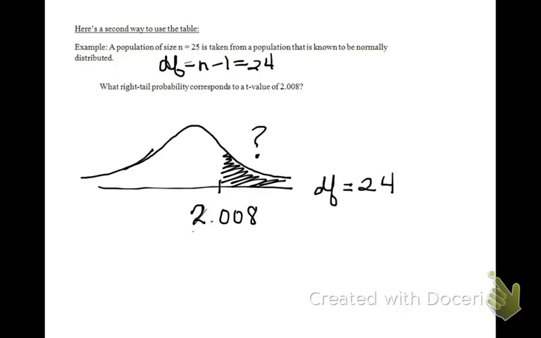So here I've drawn a picture to represent the situation. I've labeled our t-value 2.008 and our degree of freedom 24. I'm basically saying a t-distribution has what right-tail probability when the degree of freedom is 24 and the t-value is 2.008. Let's go look at our table.